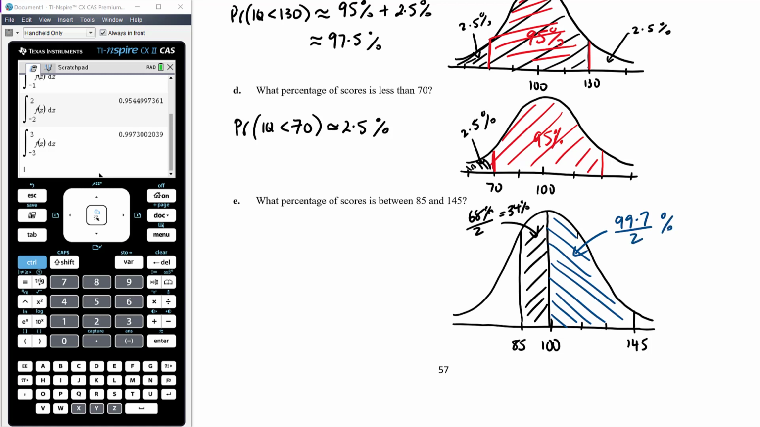Okay, so what's that going to be? 99.7 divided by 2. Sorry, I know I should be able to do that. The leaf blower's throwing me.